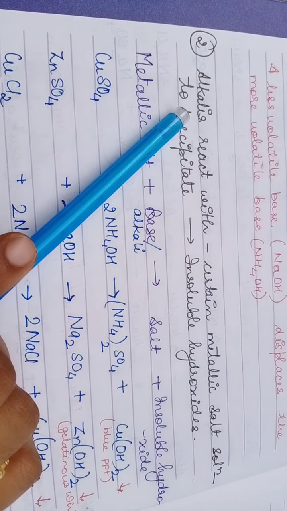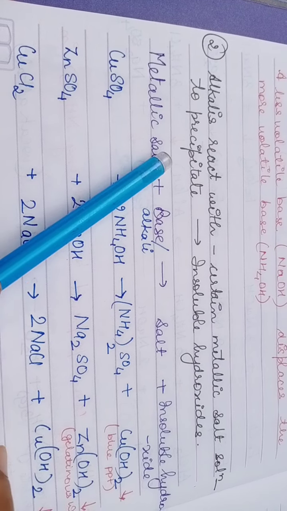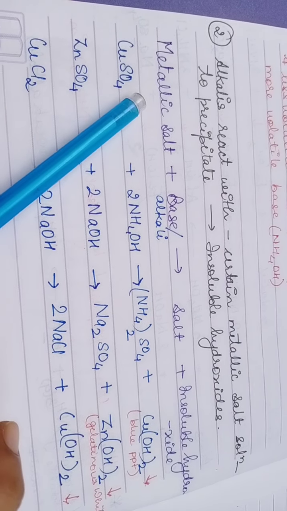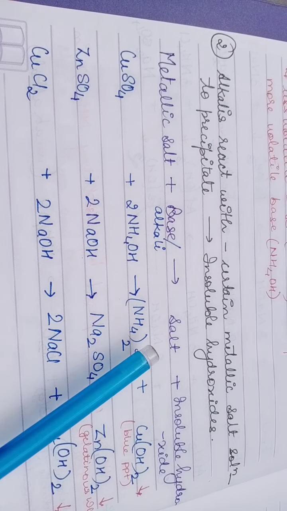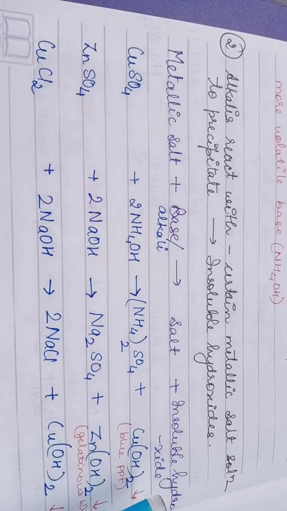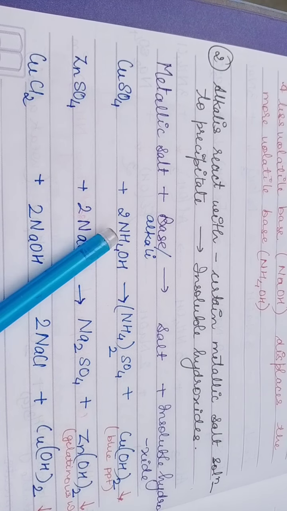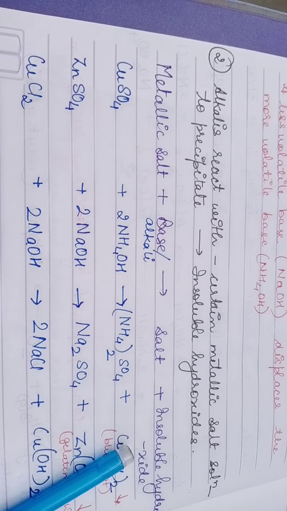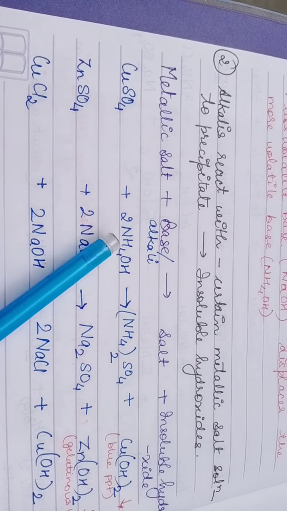We have alkalis react with certain metallic salt solution to precipitate insoluble hydroxide. Now this is metallic salt. You treat with base or an alkali, it will give you salt and insoluble hydroxide. Insoluble hydroxide is also a base. Okay, so we are preparing from soluble base. Insoluble hydroxide, that is insoluble base, can be prepared from a soluble base. This you need to remember.